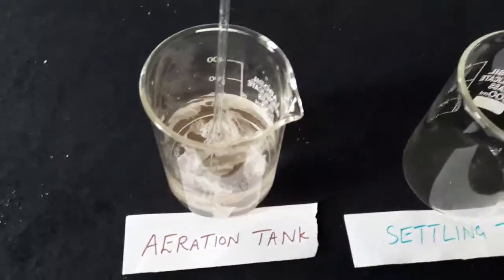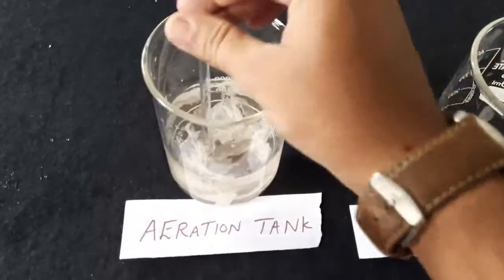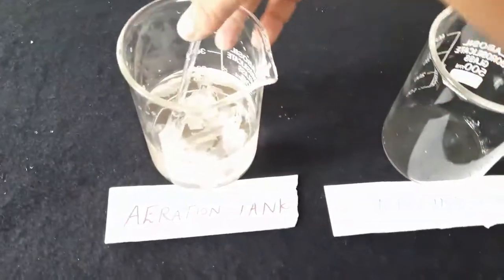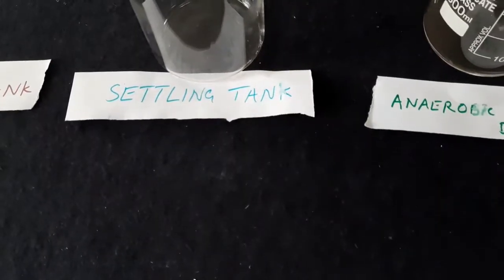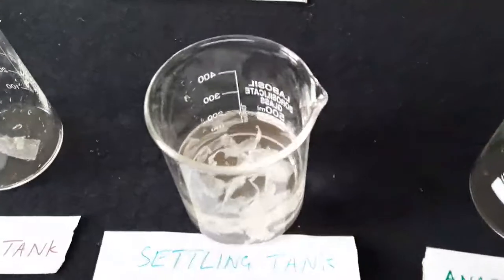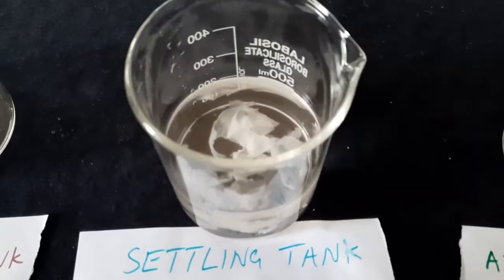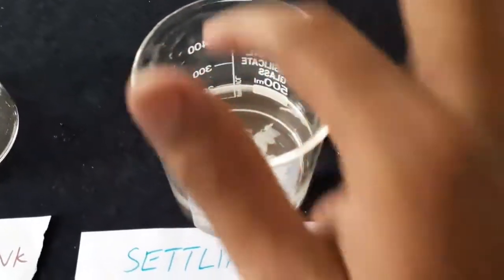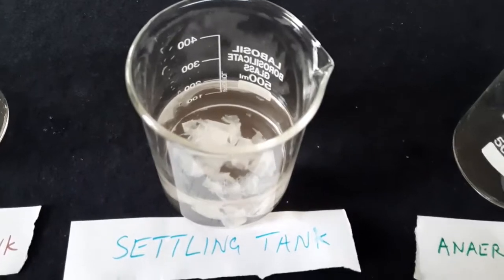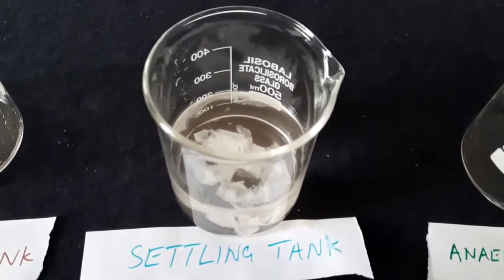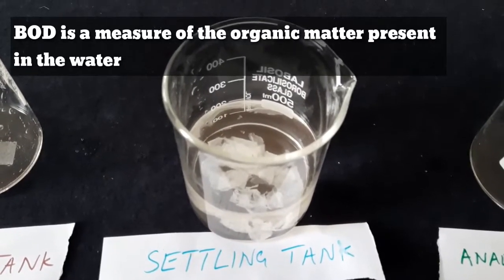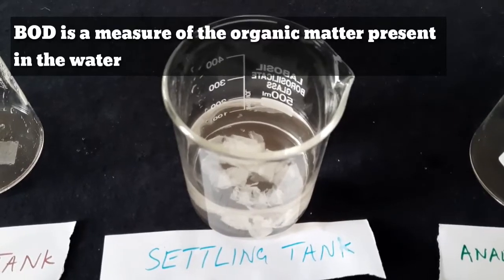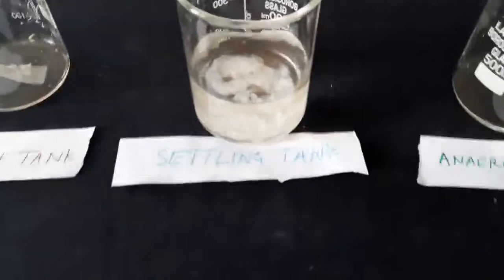So now what I do is, after treating in the aeration tank, I will pass this water to another tank which is called the settling tank. As the name suggests, here we will allow the flocks to settle at the bottom. Got it? So already you see the supernatant now has very little organic matter. So BOD is a very good indicator of the pollutant level of the water. Got it? Whether the water is highly polluted or less polluted, it is all about the BOD. Okay, so please note that point.